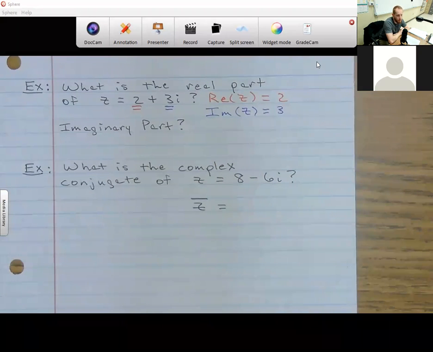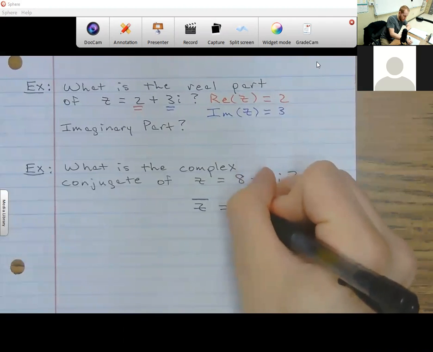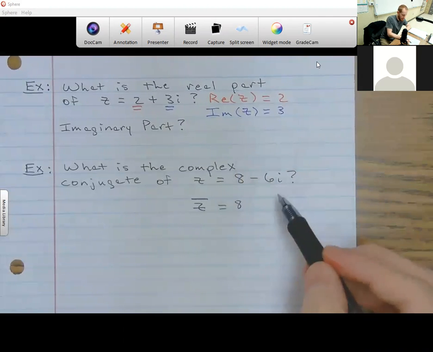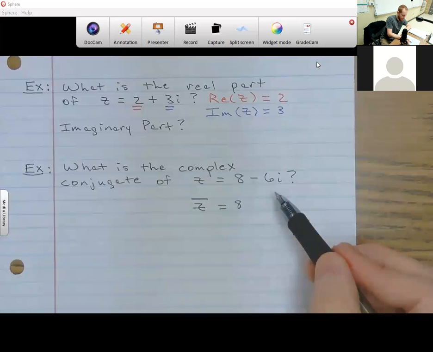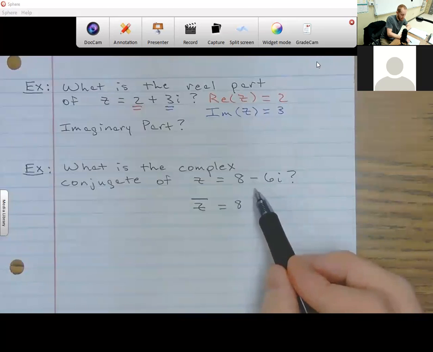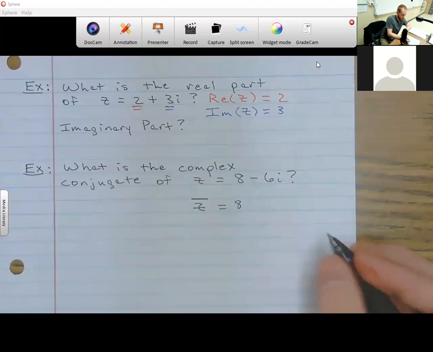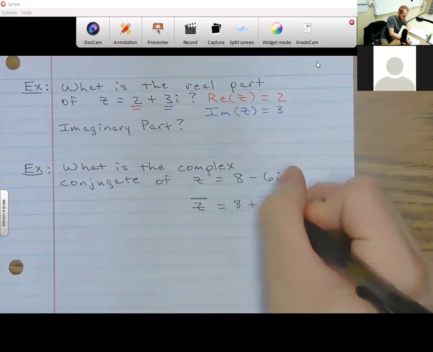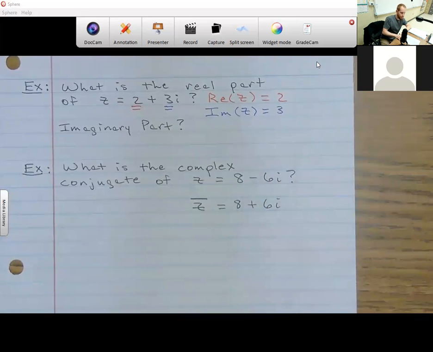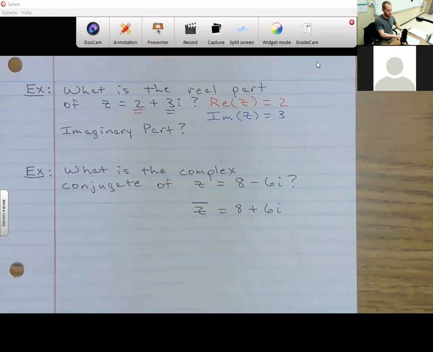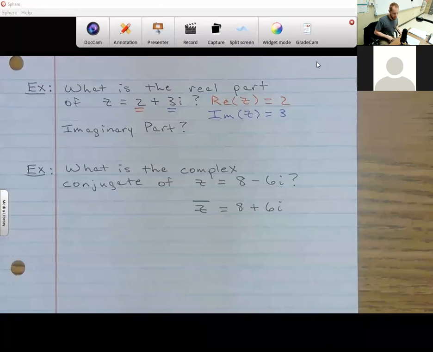The real part is always going to stay the same. So the 8 is going to stay the same right here. It's not going to change. But the imaginary part is going to switch its sign. So instead of being minus 6i, now it's going to be plus 6i. Okay, so that's the complex conjugate. You're just switching signs, really.